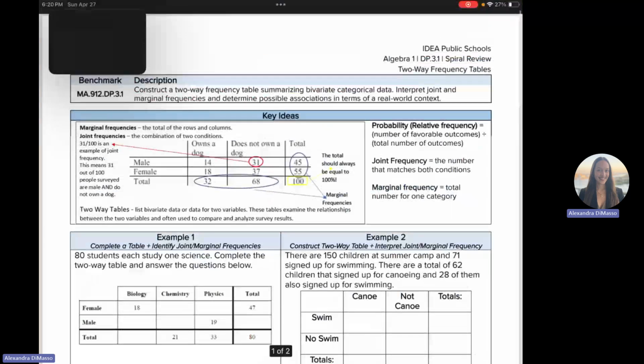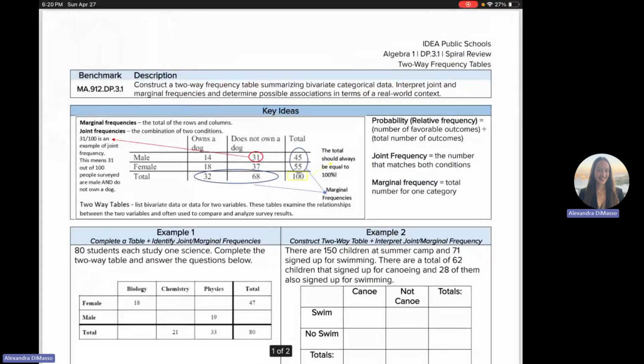Okay, guys, we are going to talk about two-way frequency tables now. You might not have seen these before, but they're super, super easy. They look harder than they are, I promise. They're like, easy peasy.